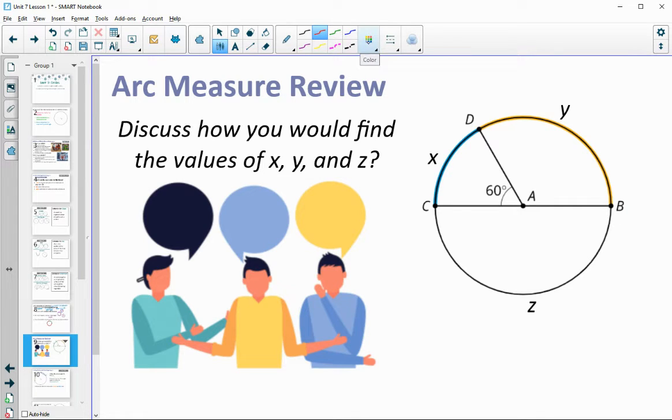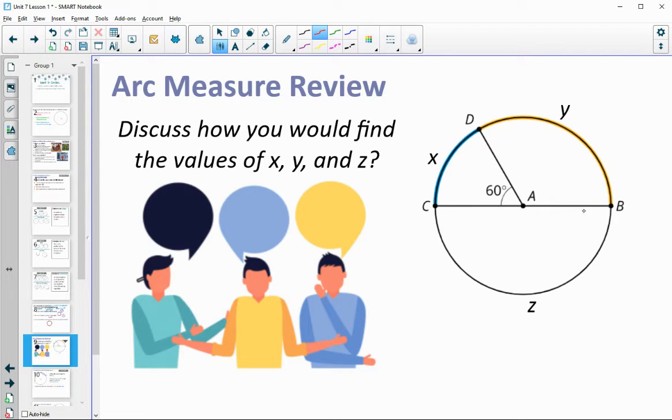So remember that when we have a central angle, that's cutting the arc proportionally all the way out to the edge of the circle. So that definition of an angle would be 60 degrees here. So this X arc is going to be 60 degrees.